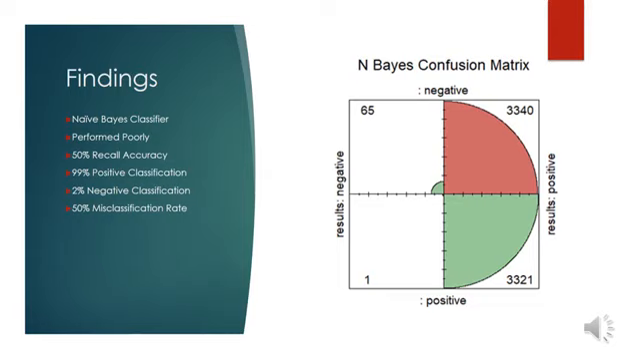Now let's take a look at how our classifiers performed. First up is naive Bayes. And the chart that you see here visualizes the confusion matrix for this classifier. The red quads show where data was misclassified, while the green shows a correct classification.